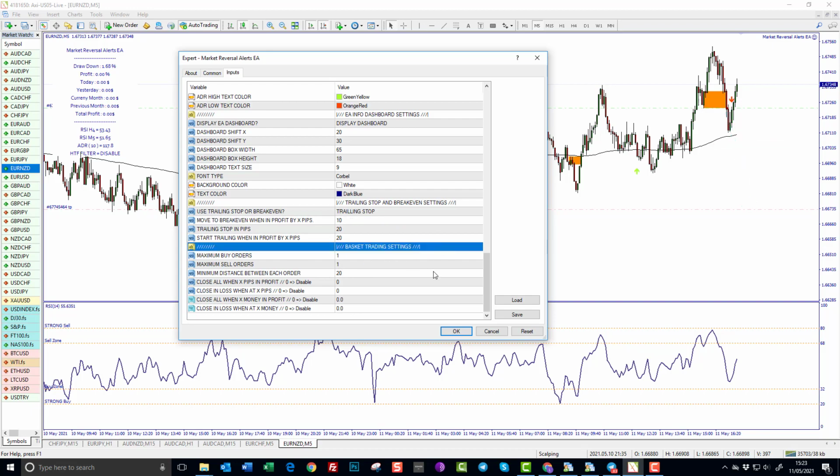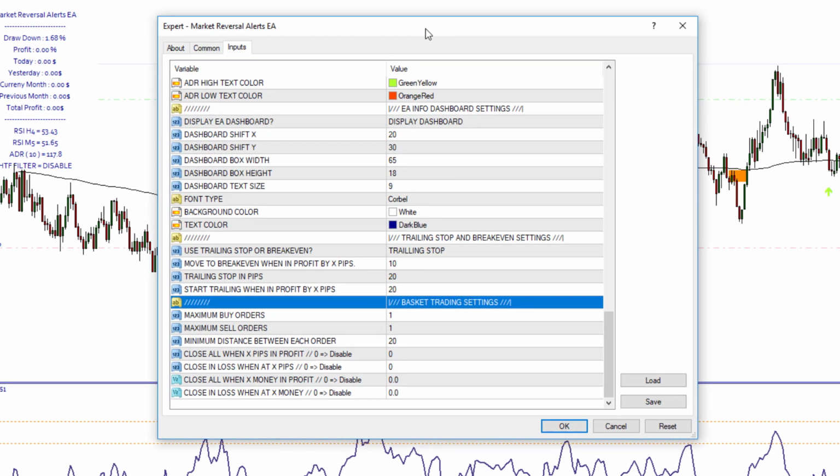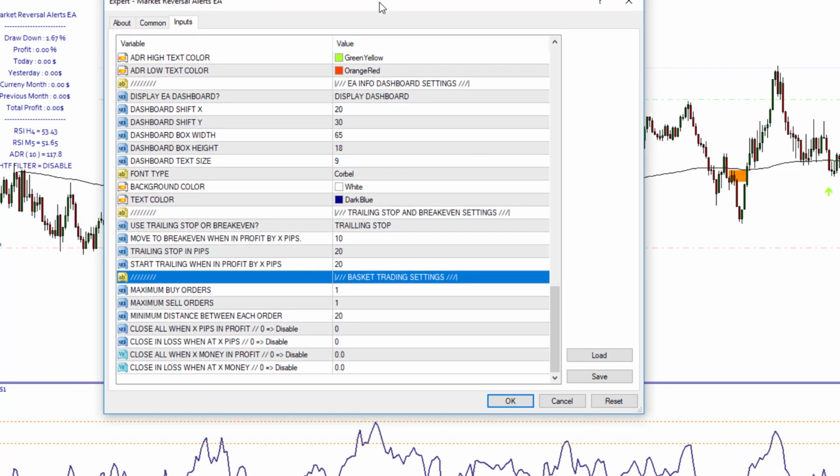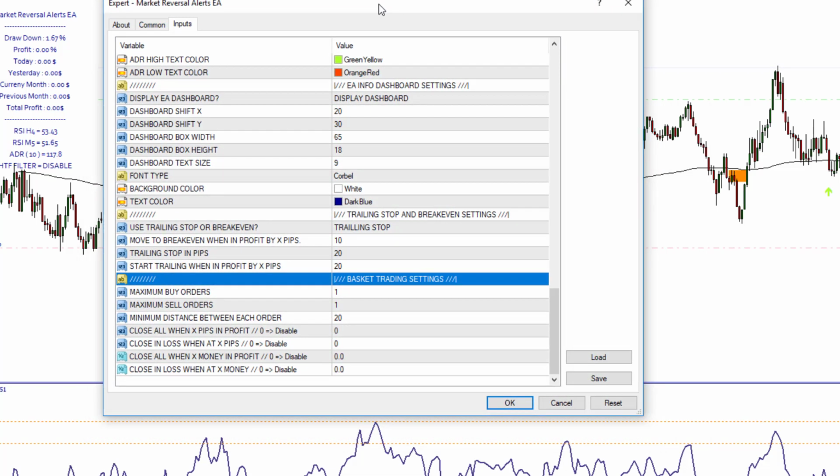Last of all, we're going to look at the basket trading settings. Now, this is something that I use a lot. If you're familiar with me and my indicators and the way that I trade, I am a basket trader and I trade a portfolio style. So the basket trade settings are particularly interesting if you want to get into multiple positions on a specific pair.